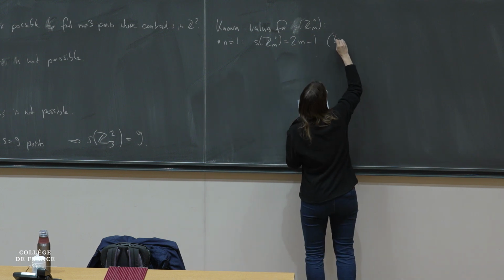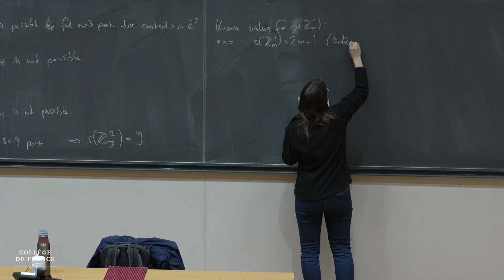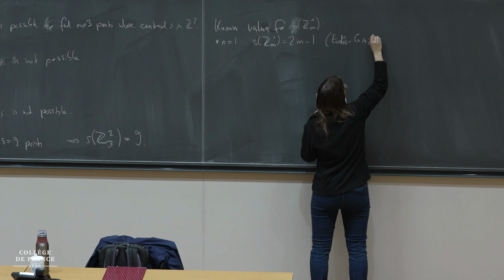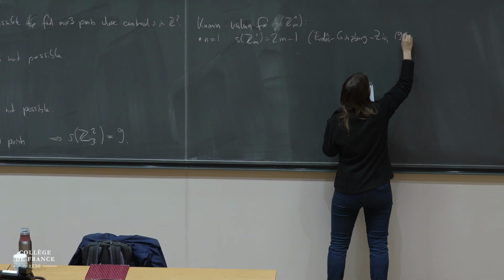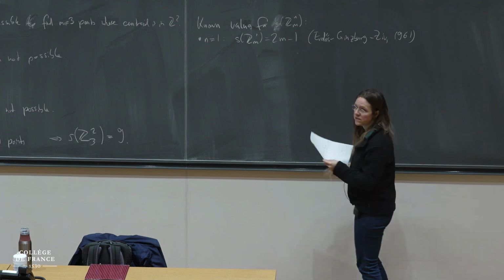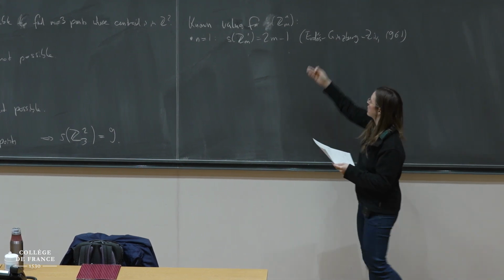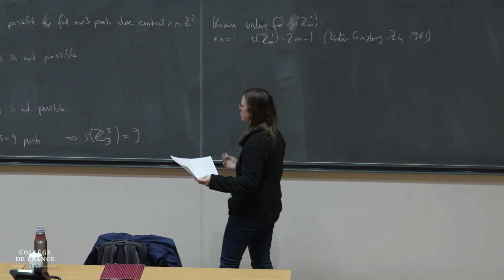And this was shown by Erdös-Ginzburg-Ziv in 1961. And that's why this problem is named the Erdös-Ginzburg-Ziv problem, because they solved it for n equals 1, and so they initiated this problem.